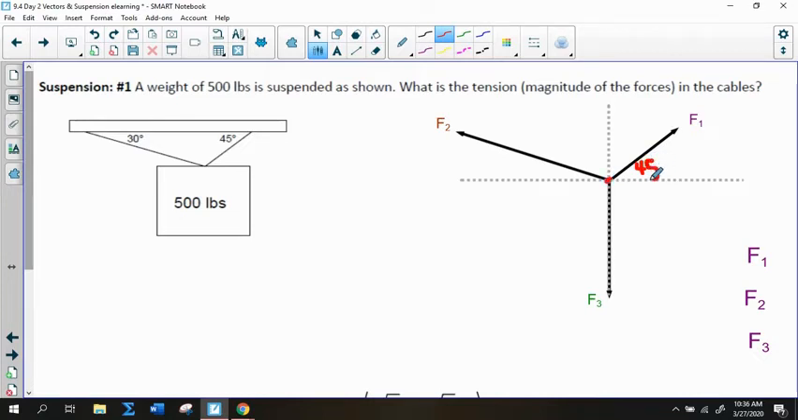So this angle for the first vector is 45 degrees off the positive x-axis. This angle, though, is different than what is listed in the picture for force 2. So force two's angle is actually this one going all the way to here, which is going to be 180 minus 30, which happens to be 150.